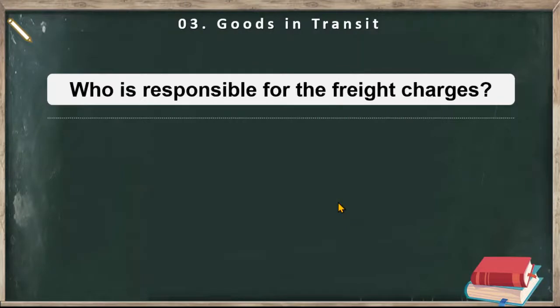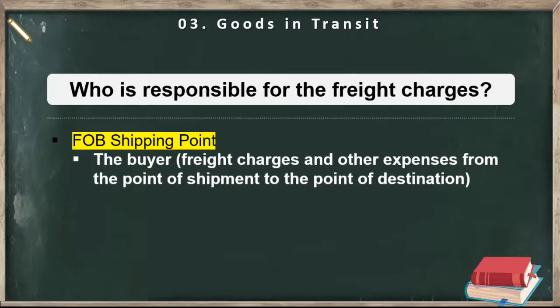Next question is, who is responsible for the freight charges? The general rule is that whoever owns the goods while in transit should pay. So if it is FOB shipping point, since the owner of the goods while in transit is the buyer, the buyer will be the one to pay for the freight charge, because the buyer is the owner while in transit.